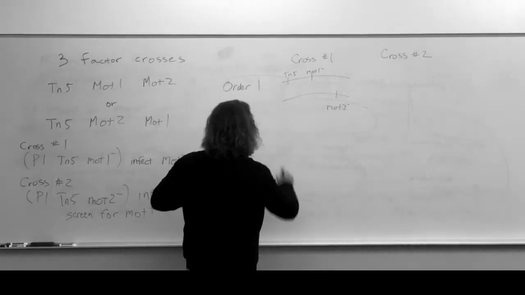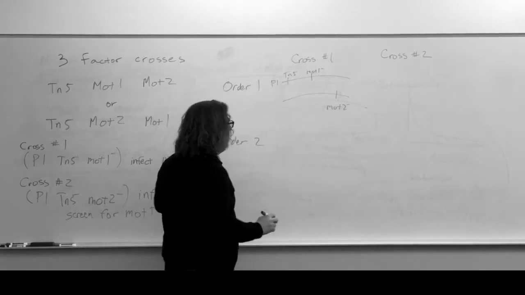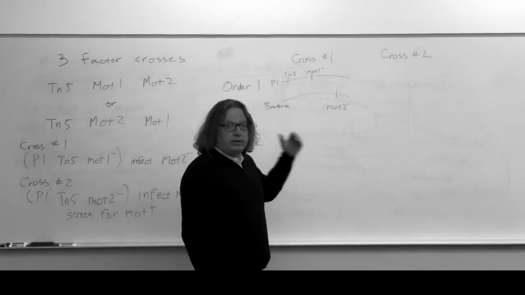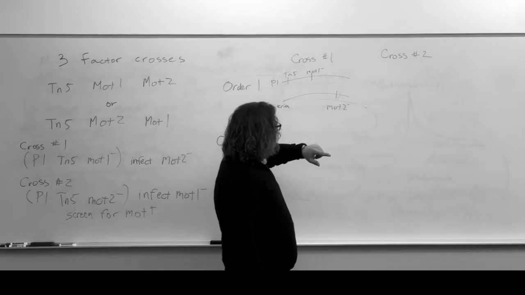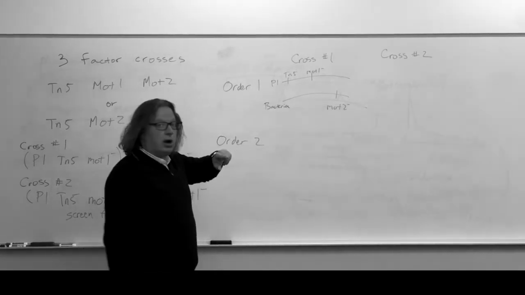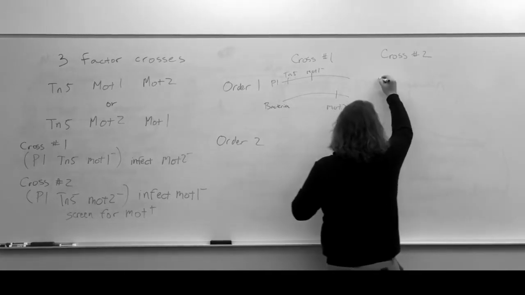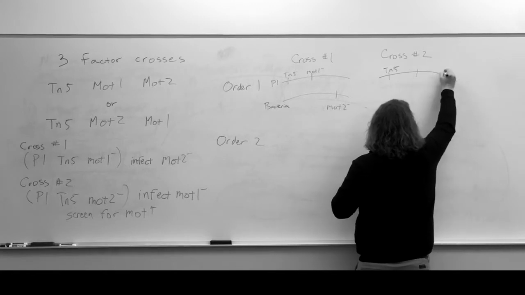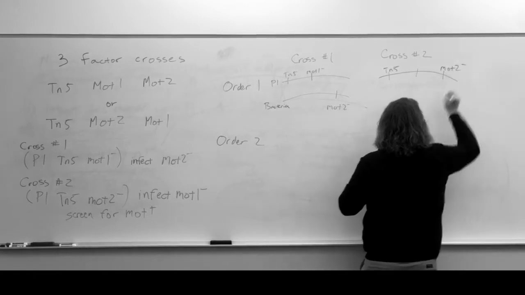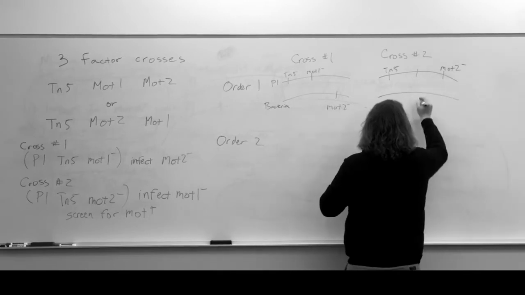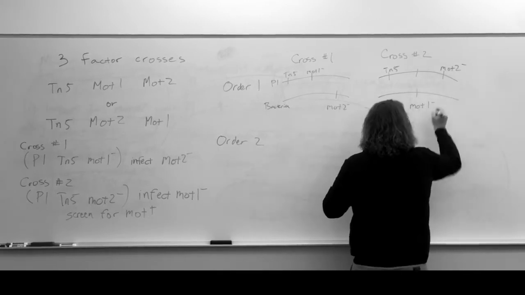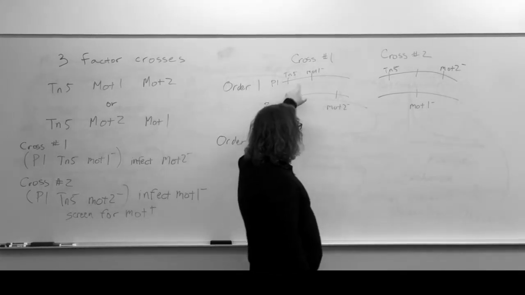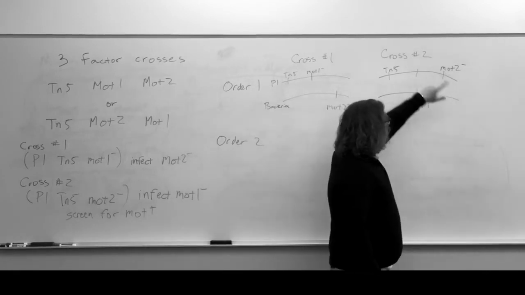So this piece of DNA is derived from P1, and we're infecting essentially target bacteria that are mod 2 deficient. So our second cross would be, we start with a strain that is Tn5 mod 2 minus, and we're transducing a strain that is mod 1 minus. In both of these, the order is the same. It's Tn5 mod 1 mod 2, Tn5 mod 1 mod 2.